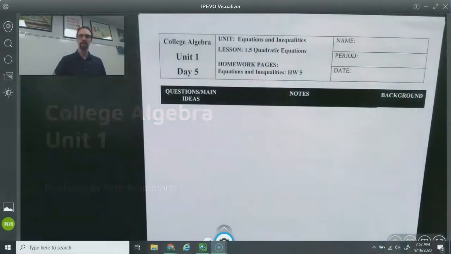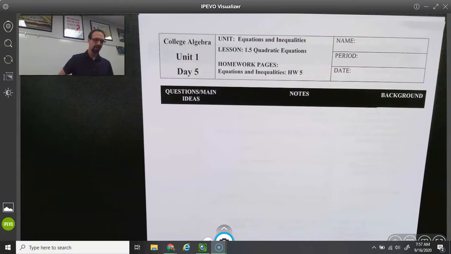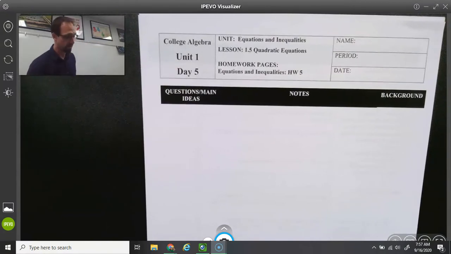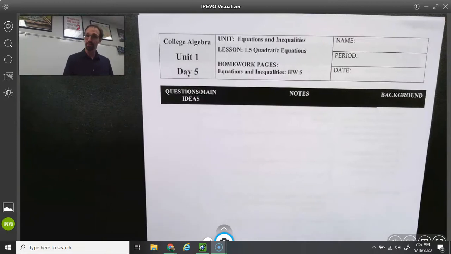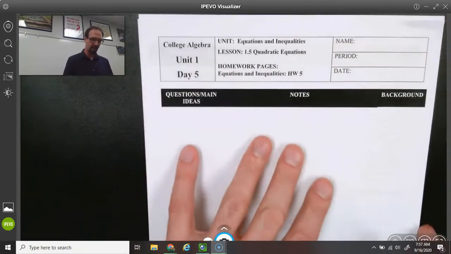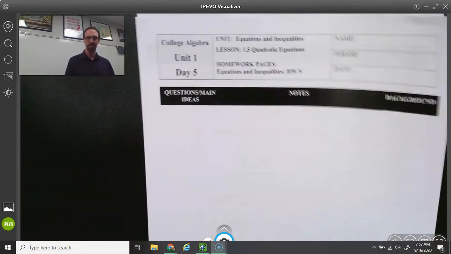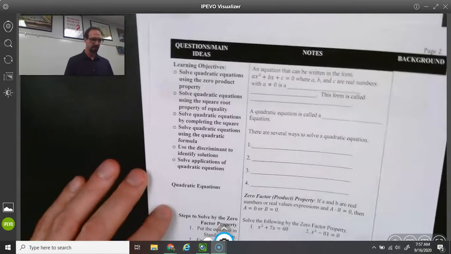This is over quadratic equations. In this set of notes, we're going to be going over different types of quadratics. And let's jump in. If you notice, the first page is an error when I created the notes, so bear with me. We flip over to the next page.